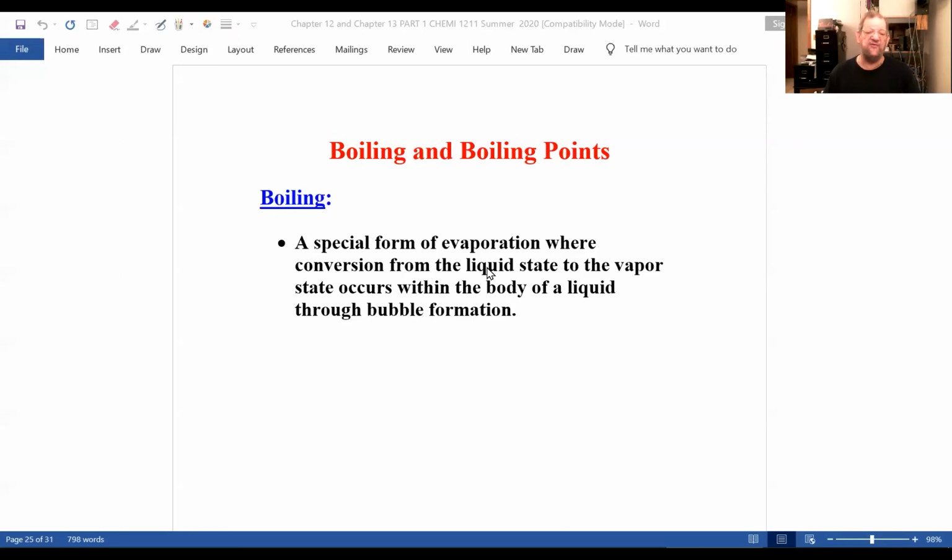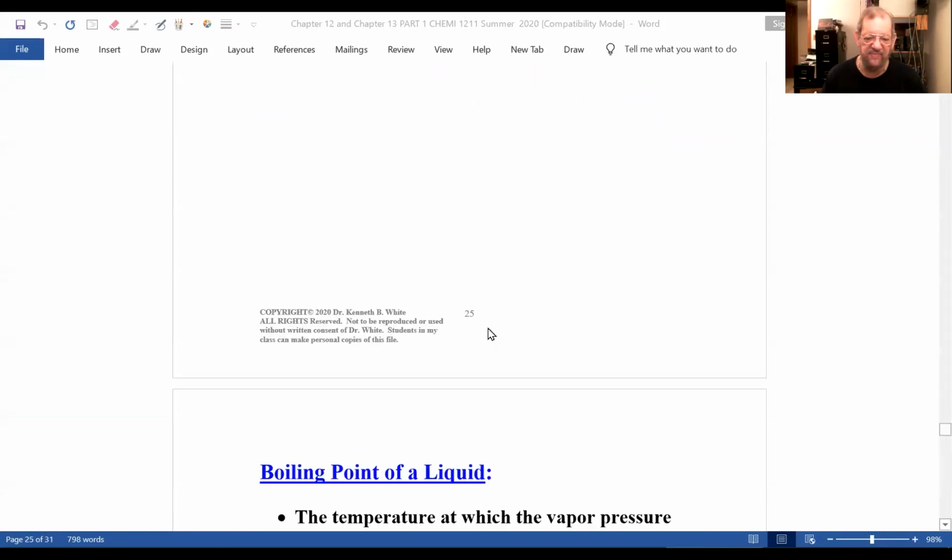Boiling is a special form of evaporation. Evaporation is when a liquid becomes a gas at a temperature where it should still be a liquid. Boiling is a special form of evaporation, a conversion from liquid state to vapor state that occurs in the body of a liquid through bubble formation. The bubbles contain the vapor, the gas of the liquid you're boiling.